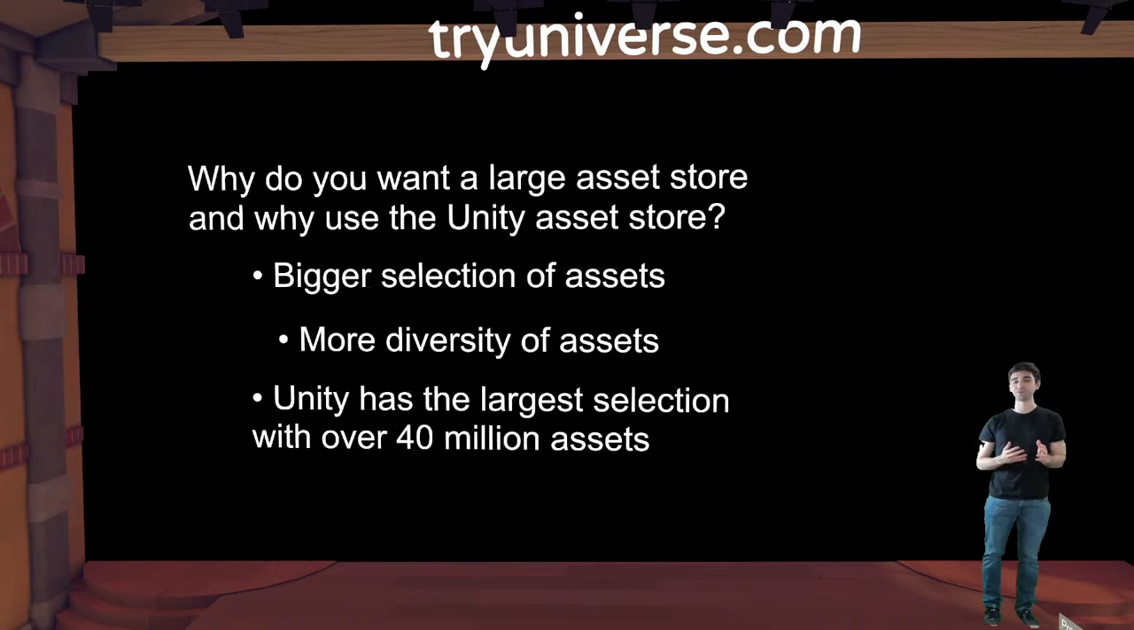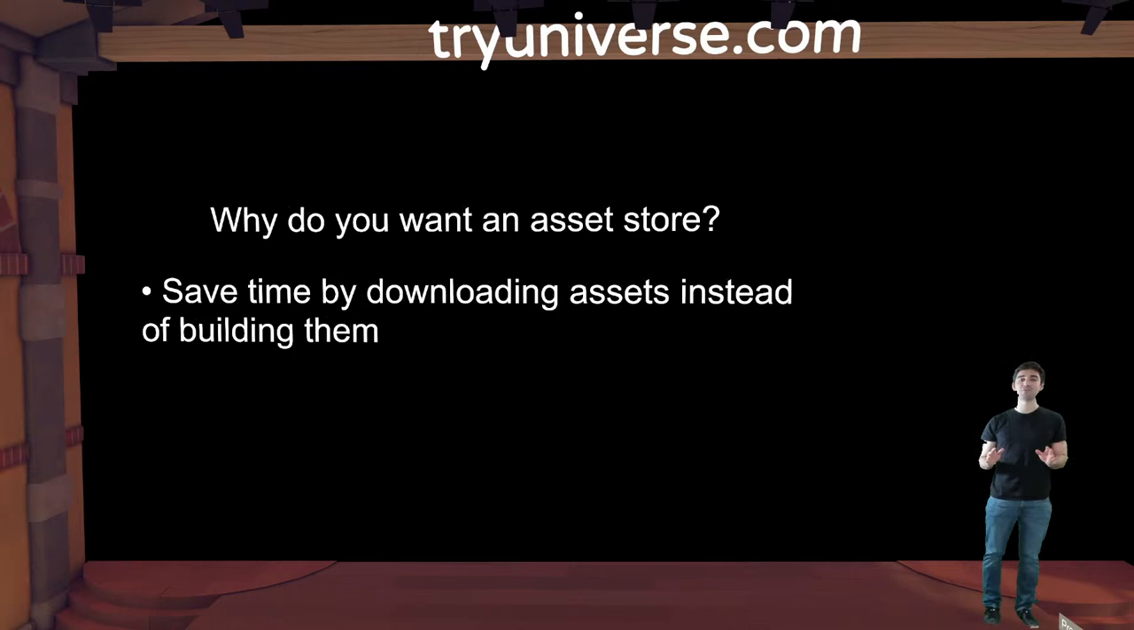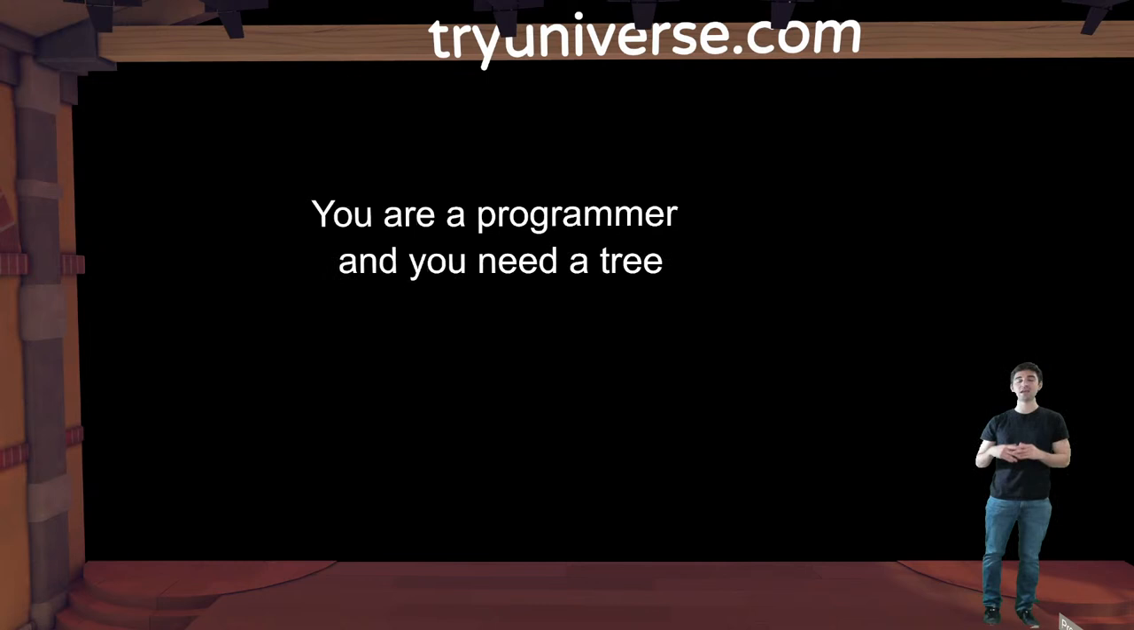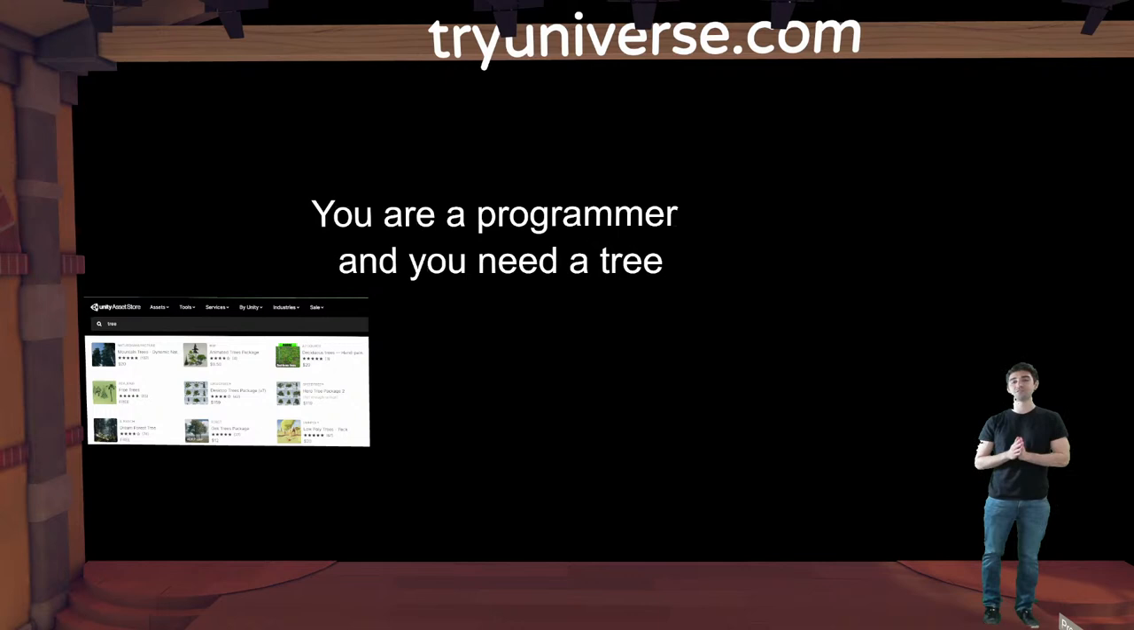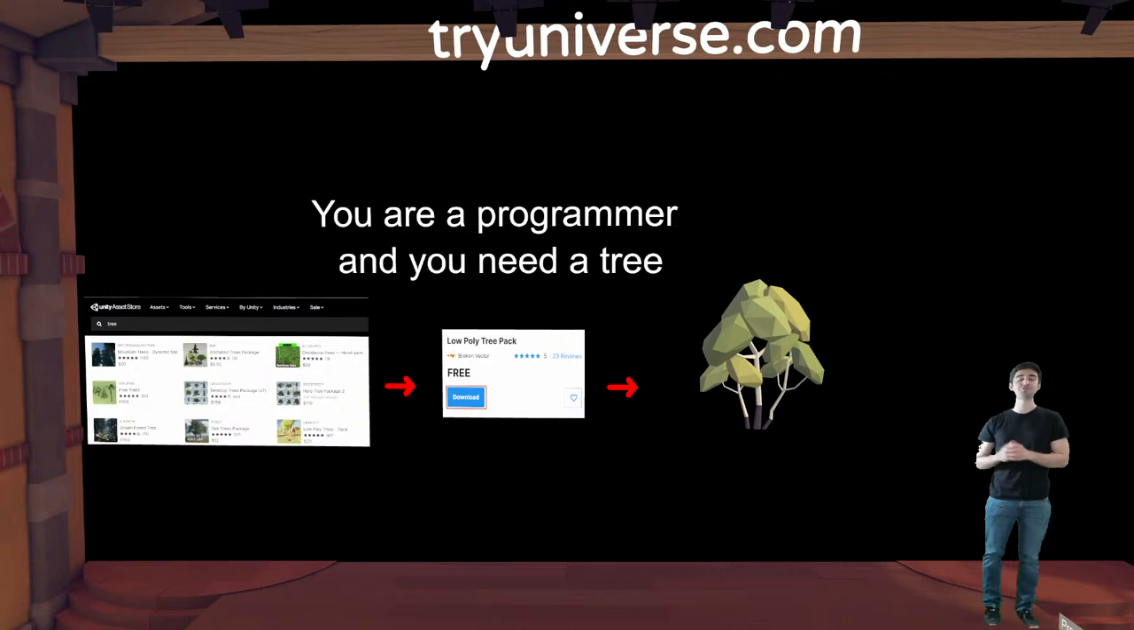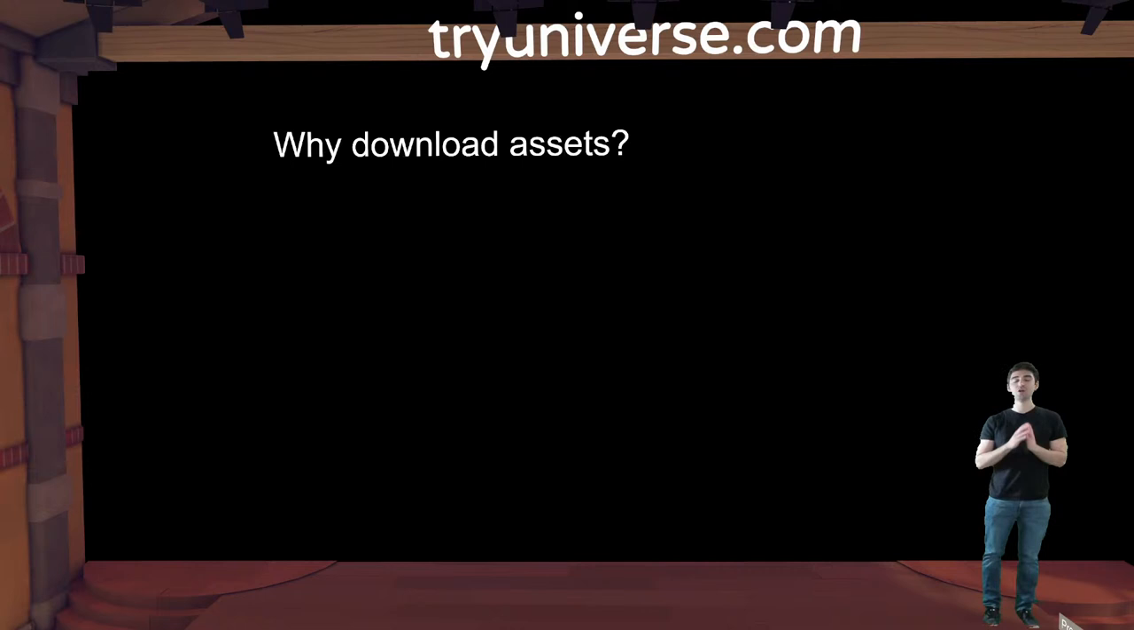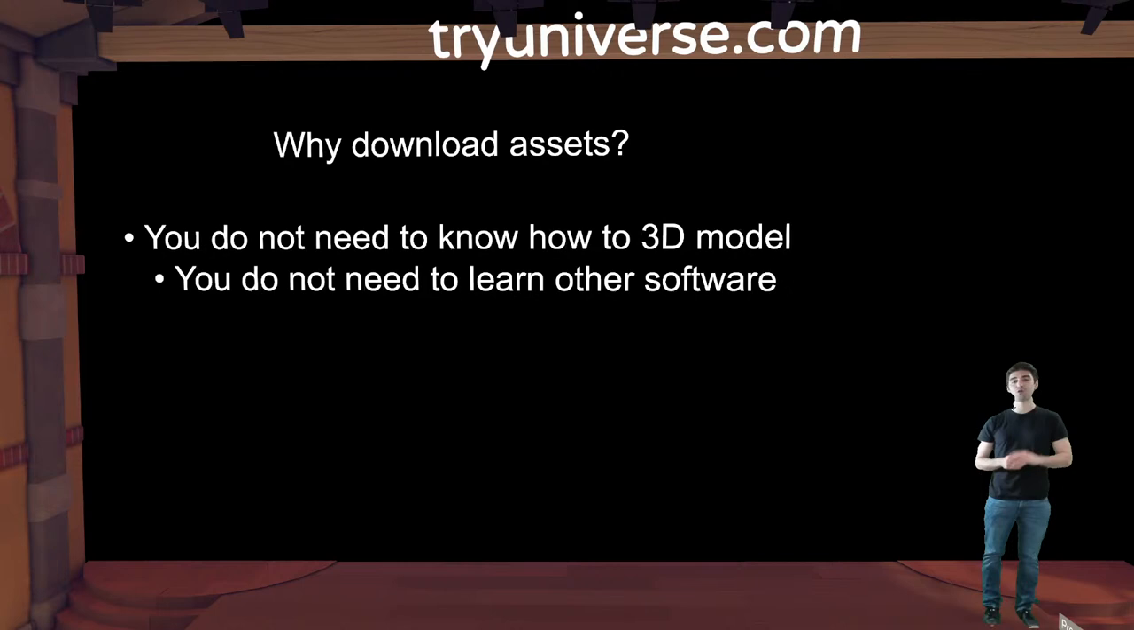You're going to be using assets constantly in your project. You're not going to be building everything you have in your app from the ground up. Say you're a programmer, for instance, and you need a model of a tree in your application. You can go to the Unity Asset Store, find a tree asset pack, download it into your project, and use that tree prefab in your app. By using an asset from the Unity Asset Store, you don't need to learn to 3D model the tree yourself and learn a 3D modeling software like Blender, which takes a lot of time and skill to do effectively.